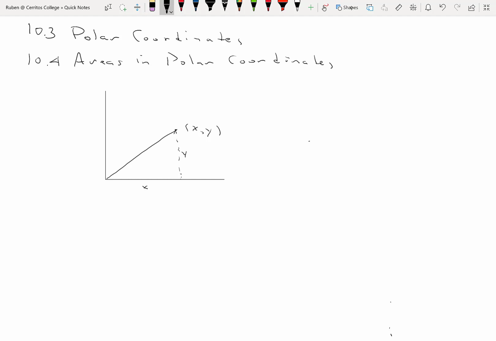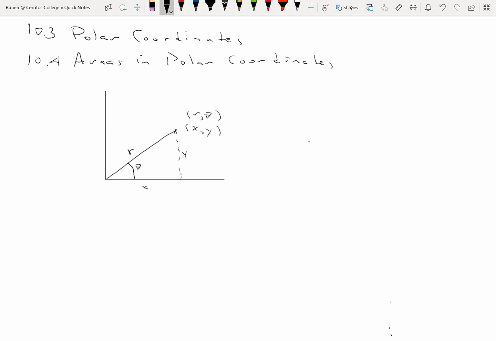In polar coordinates, we don't state an x and a y. We state a value for r, and I almost said distance because it looks like r should be a distance, but it's really a displacement. More on that in a minute. And we state an angle theta pictured in standard position. So we could either state rectangular coordinates x and y, or we could state polar coordinates r and theta.